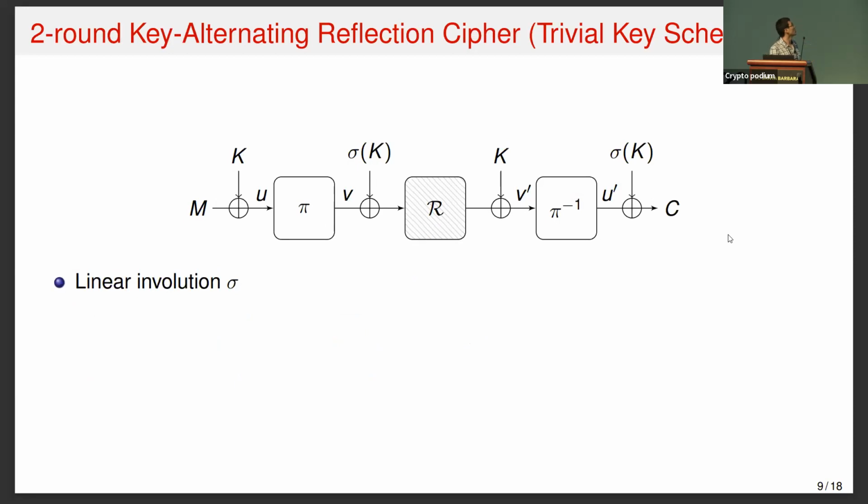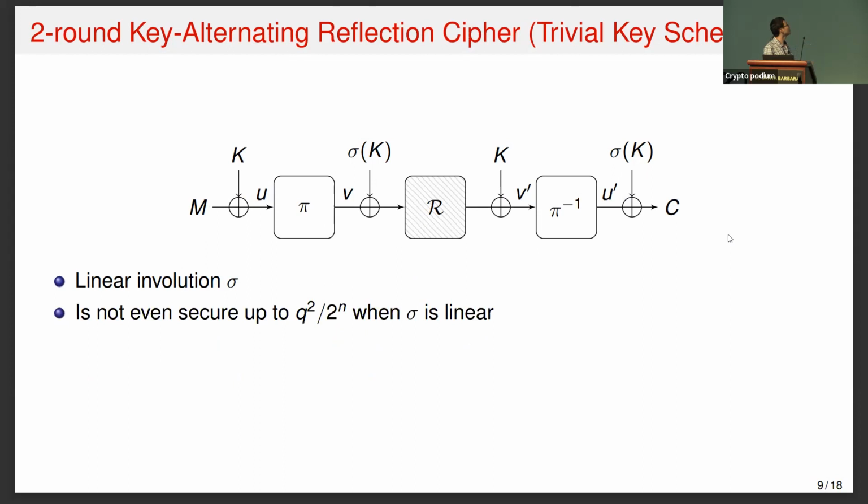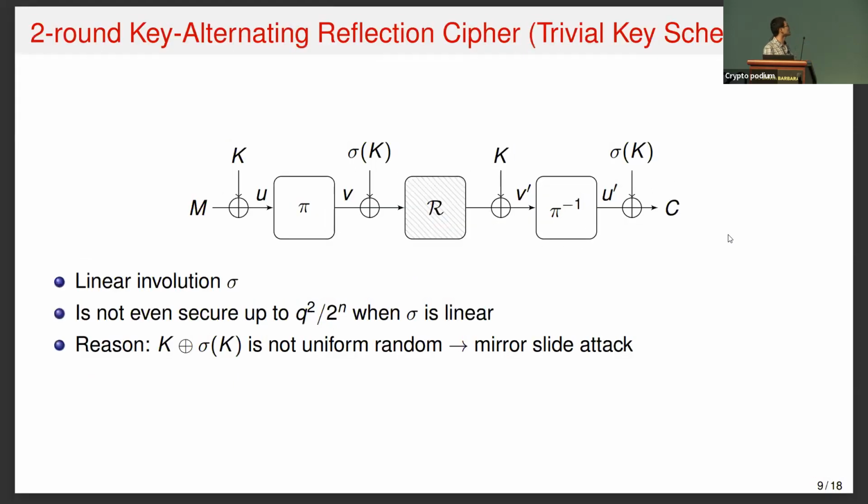We can also consider the second and fourth construction, K XOR sigma of K, versus linear involution, but the problem here is that this different construction is in that case not even secure up to the birthday bound when sigma is linear. The reason is that this value K XOR sigma K is actually not uniformly random. That's because for linear involutions, they have too many fixed points, and so we get a problem with the zero-sum attack, which I'm going to explain in one of the slides.